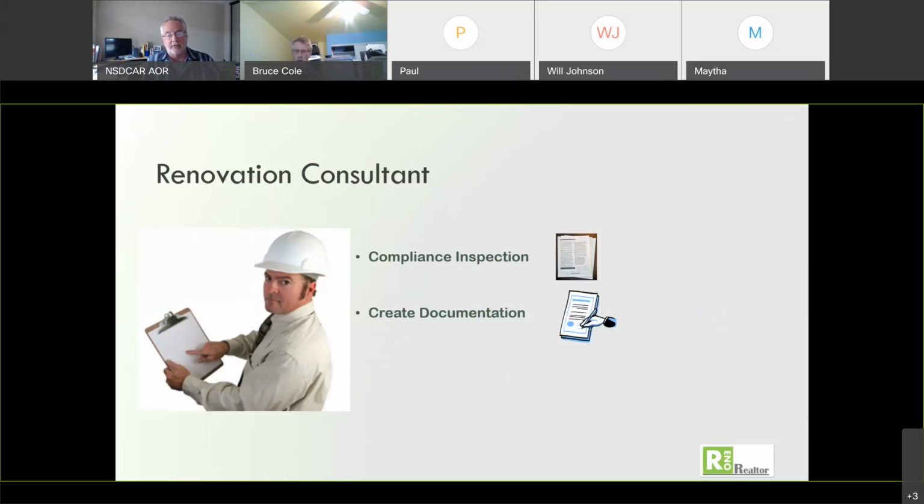So once I do the compliance inspection, we forward that compliance inspection to the contractor to make sure that they're including those items into the construction bid. My next role is that construction bid actually comes to me. I start creating documentation. This needs to happen during the escrow window.